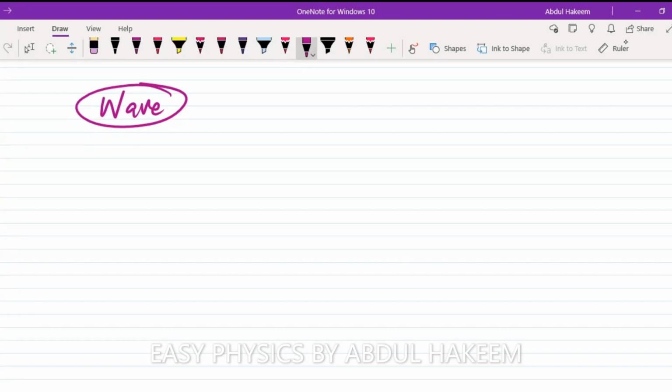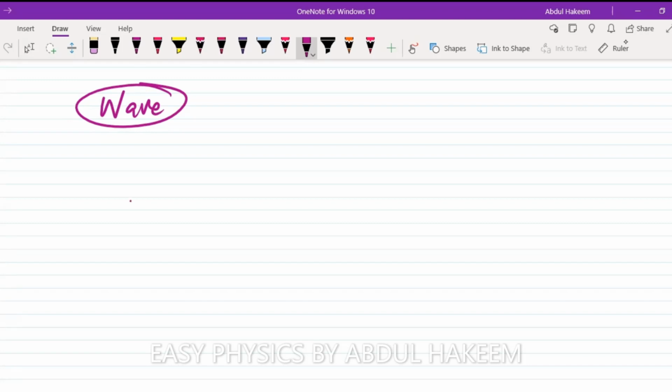And next, they are divided into two groups. One is a transverse wave, the other is a longitudinal wave. If the direction of the vibration of the particle is perpendicular to the direction of the transfer of energy in the wave, then it is called a transverse wave. And if the direction of the vibration of the particle is parallel to the direction of transfer of energy, then it is called a longitudinal wave.